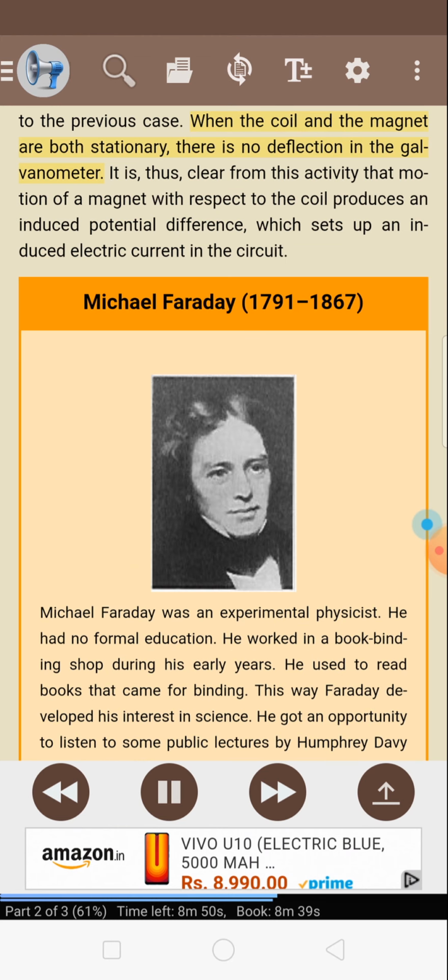When the coil and the magnet are both stationary, there is no deflection in the galvanometer. It is thus clear from this activity that the motion of a magnet with respect to the coil produces an induced potential difference which sets up an induced electric current in the circuit.